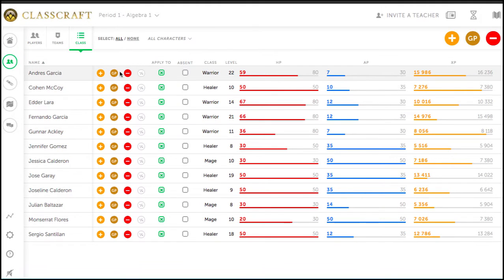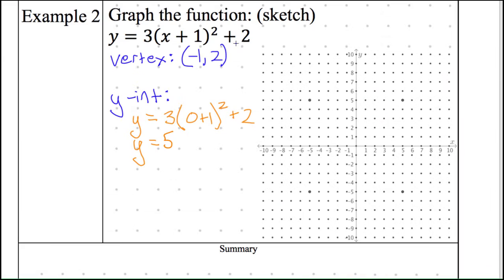Thank you, Andres. And then Mr. Sindel is going to take control from here on out. I'm getting lag. All right, so from here, I'm going to graph the vertex. -1, comma 2. This is the vertex. Everyone should have this point on your graph. And then my y-intercept is 5. I'm going to come up here and make a point on this y-axis where it crosses the y-axis.